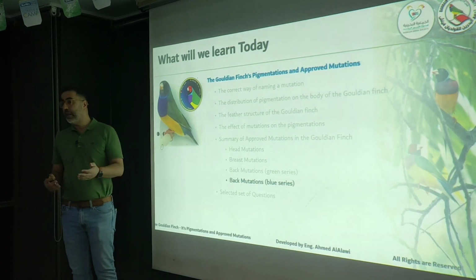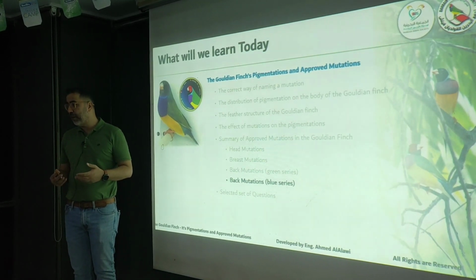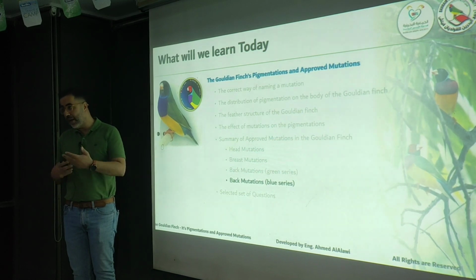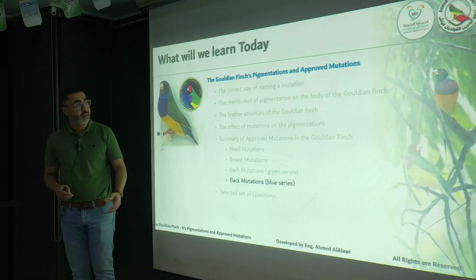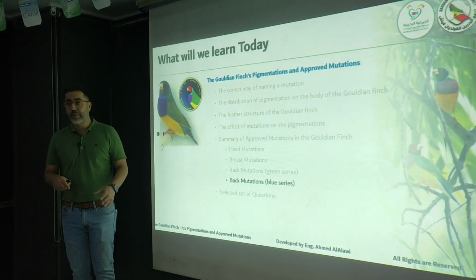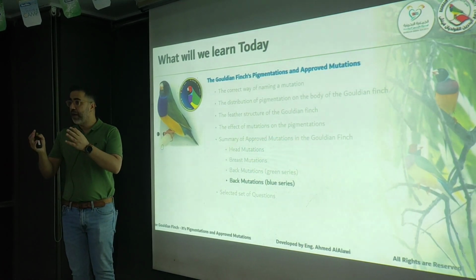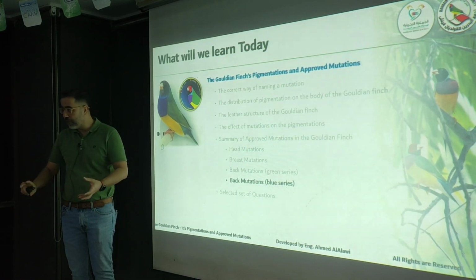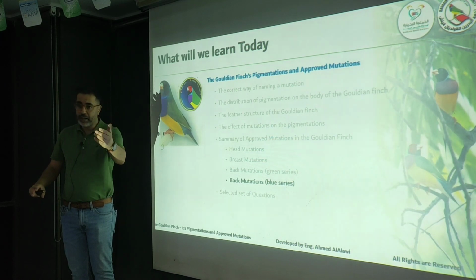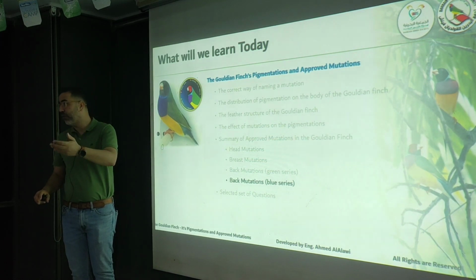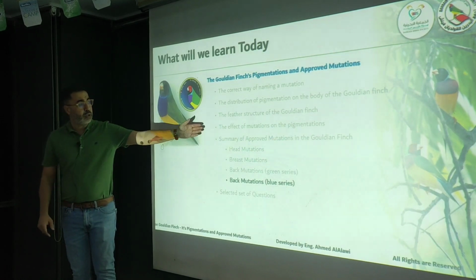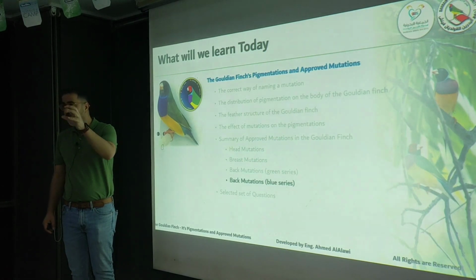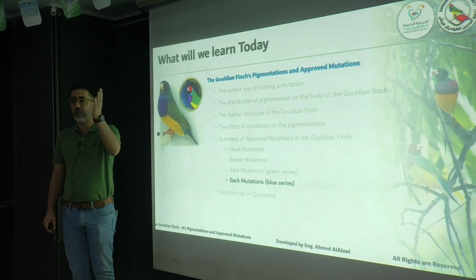First, we learned about the correct way of naming a mutation. We don't say blue, we don't say yellow. We can name it the official way we learned. We also learned that when I look at a bird, I understand what the green in the back means, what the yellow in the belly means, what the white in the lower tail coverts means, and so on.